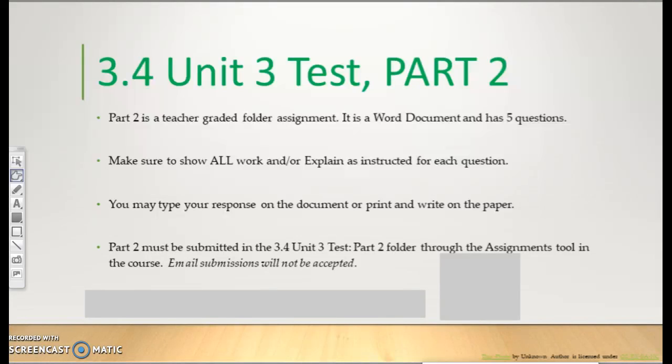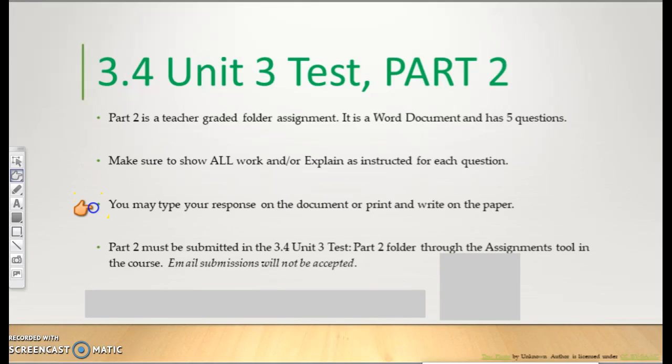Okay, so this is the 3.4 Unit 3 test, Part 2. I'm going to go over the directions and then I'll read the questions out loud for you. You can complete it at this time and just pause it as needed as I go through each question. Part 2 is a teacher-graded folder assignment. It's a Word document and has 5 questions. Make sure to show all work and/or explain as instructed for each question.